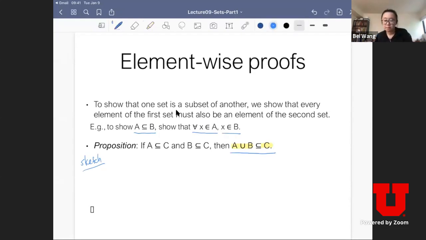All right, how do we do that? So our goal is to show for all elements X that are in the first set, it's in the second set. Okay, so there are two cases. If X belongs to A union B, by definition of set union, you have two cases. Because X is in A union B, case number 1 is X is in A, case number 2 is X is in B.